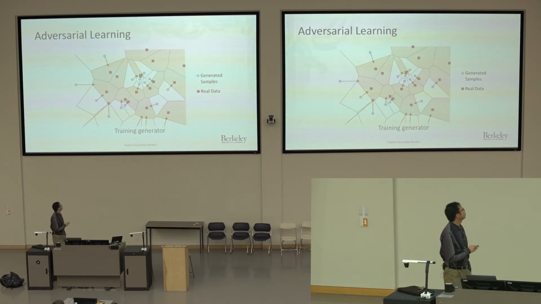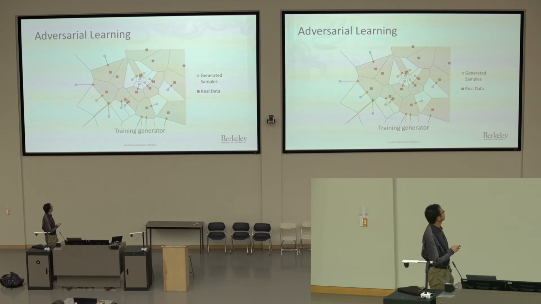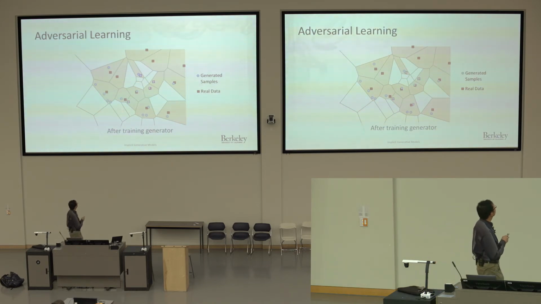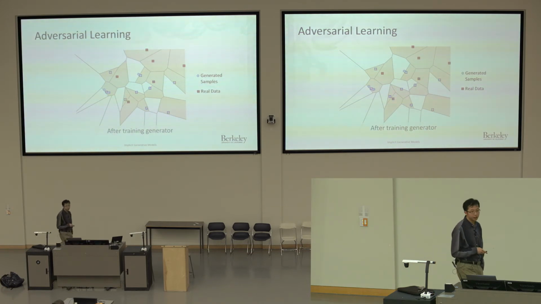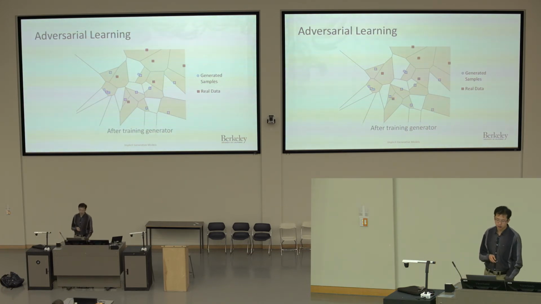After we train the discriminator, we train the generator. That essentially amounts to pushing all these samples towards the yellow regions, the real regions. Then after we train the generator, we retrain the discriminator, so we get a new decision boundary. Then we train the generator again, which again involves pushing all these blue samples towards the yellow regions. That's what we get after 2 iterations.